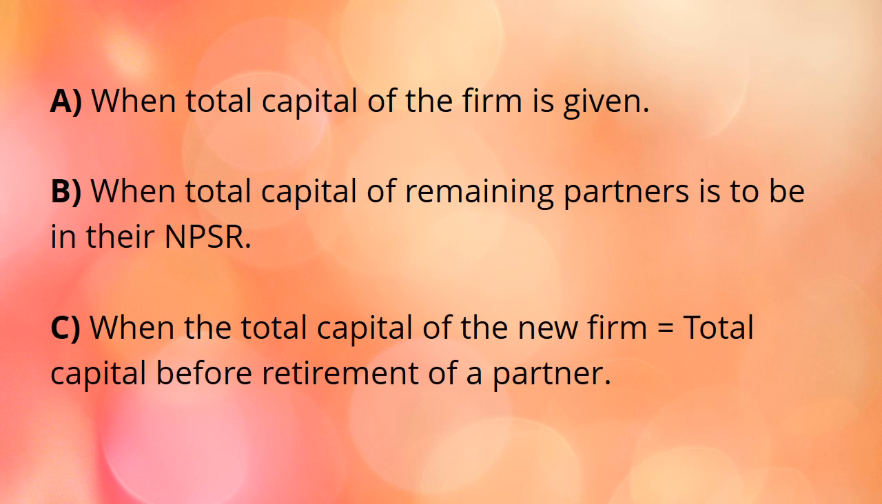B number, when the total capital of remaining partners is to be in their NPSR, the total capital you have to distribute in NPSR. C number, when the total capital of the new firm is equal to the total capital before retirement of a partner.